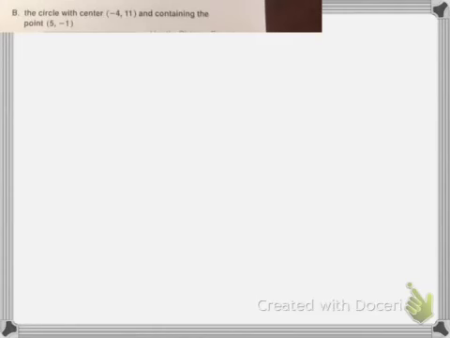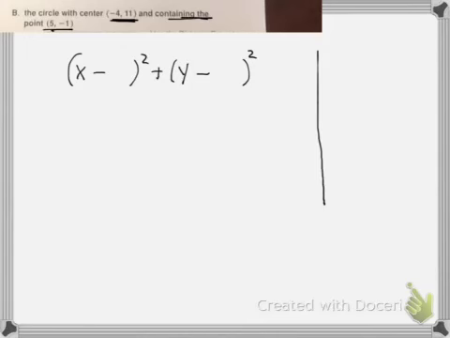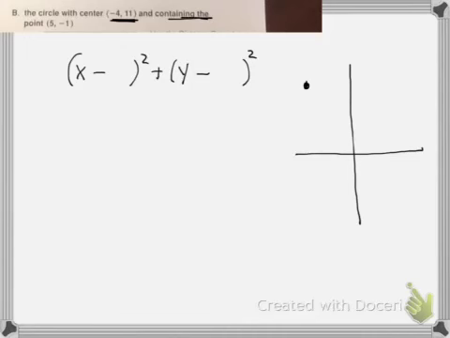Okay, example 1b is just another equation. This time, we're given the center. So on my template, I can fill that in pretty quickly. The problem with this one is what we're given is something called containing the point. So let me just put this on a coordinate plane real quick. If I were to graph this, and I put negative 4, 11, that's going to be somewhere up in here. And I put a point that is 5, negative 1, that would be down here.